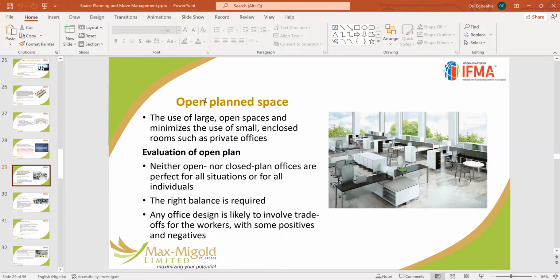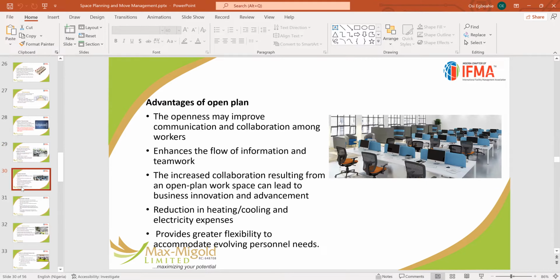An open office gives the right balance. The right balance is required for that to work, to ensure that people are not easily distracted. An open office design is likely to involve trade-offs for workers, with some positives and negatives, which we would have touched on earlier. Advantages of open plan.